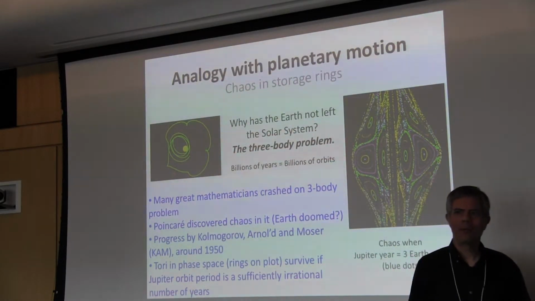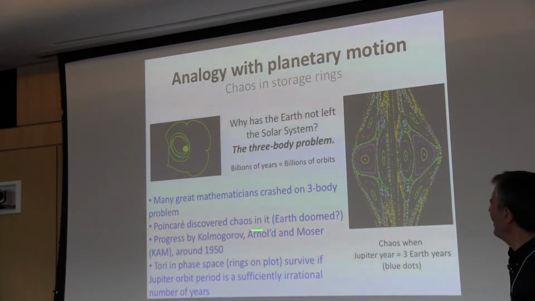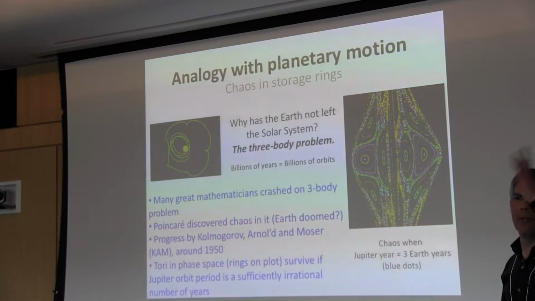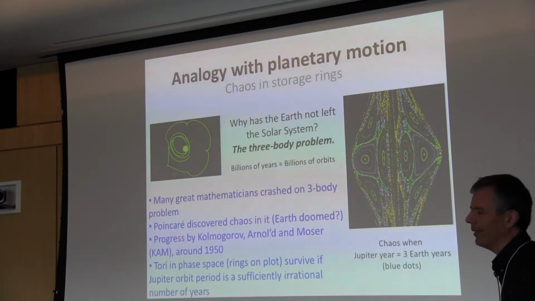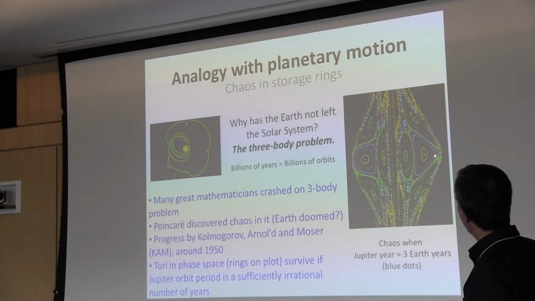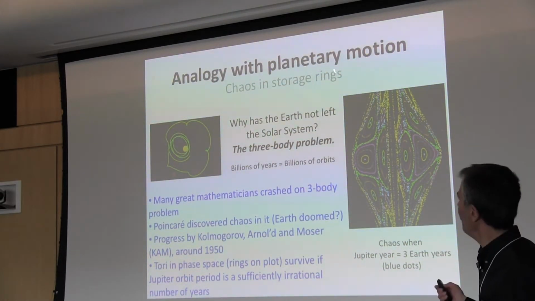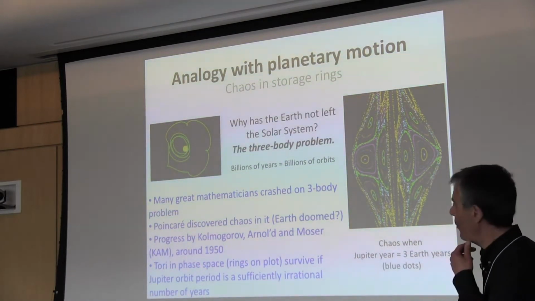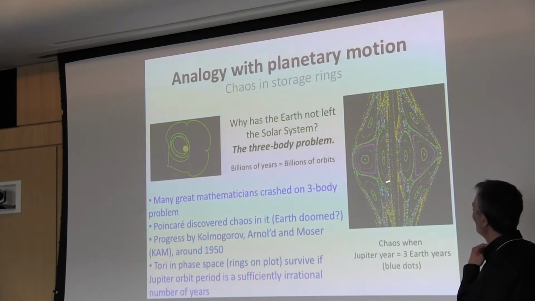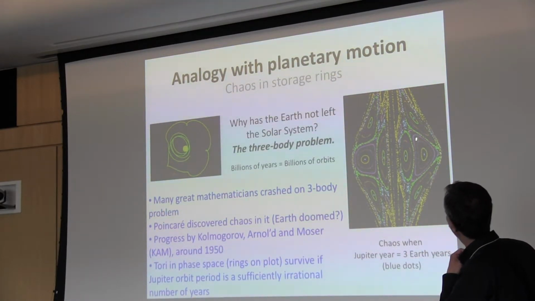Poincaré, around the turn of the last century, discovered that the 3-body problem had chaos, and he won all the awards on solving the 3-body problem because he basically said, nah, you can't solve it. The existence of anything that wasn't chaotic, which is really why the Earth hasn't left the solar system, was proven by Kolmogorov, Arnold, and Moser, and these things are now called KAM tori.